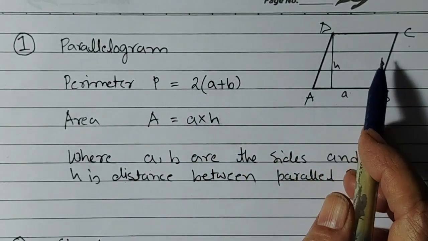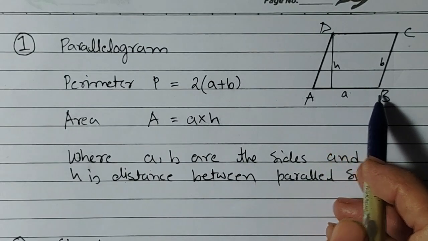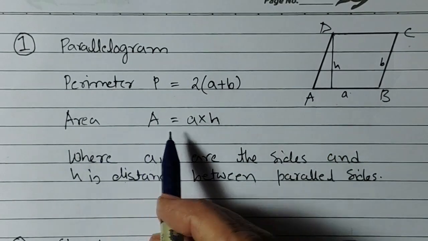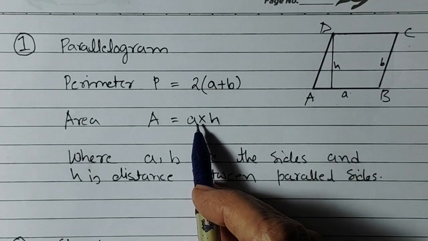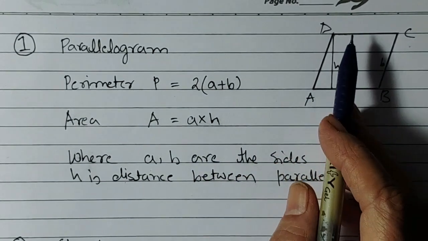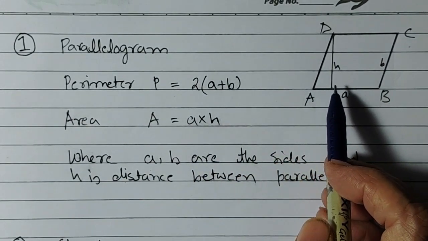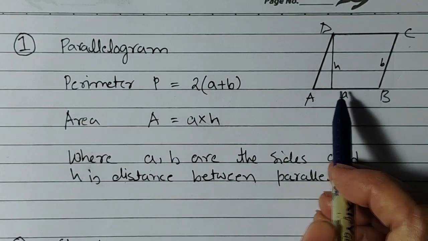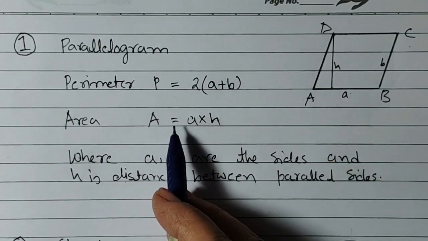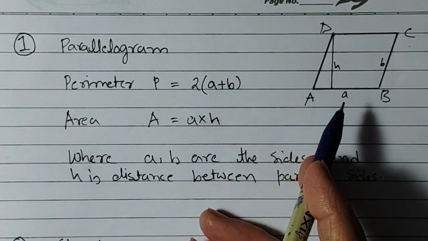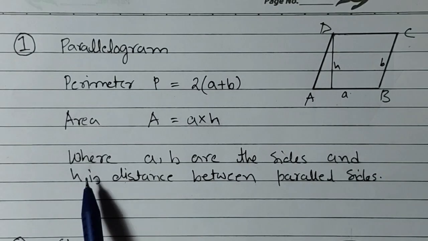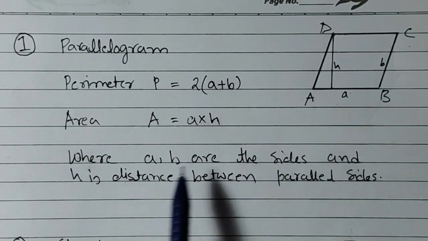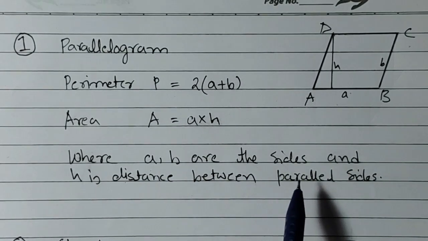These are the sides of the parallelogram. And the area A will be equal to small a into h. h is the height of the parallelogram. This is the base. So we'll multiply it to get the area of the parallelogram, where a and b are the sides and h is the distance between them.